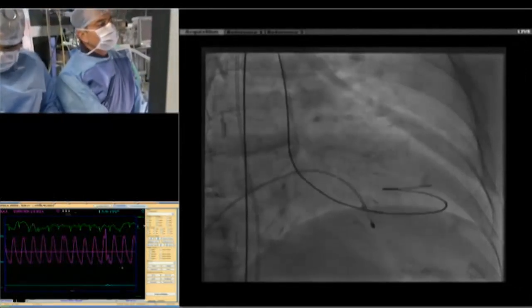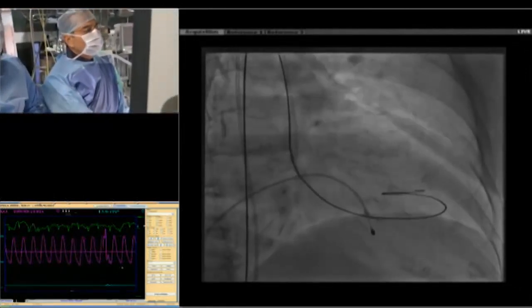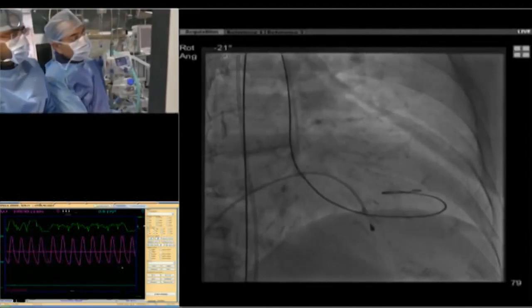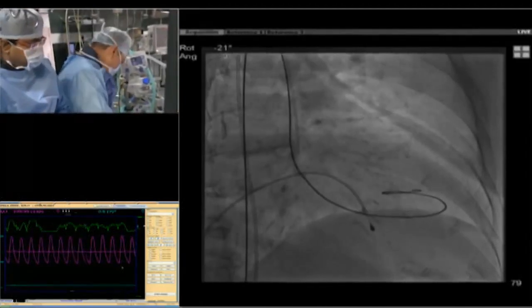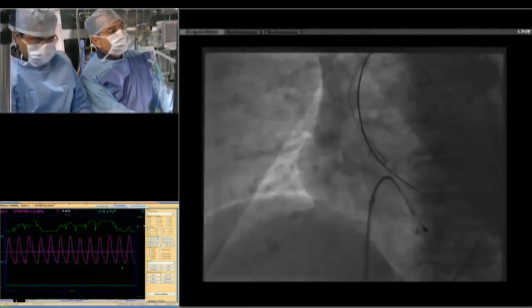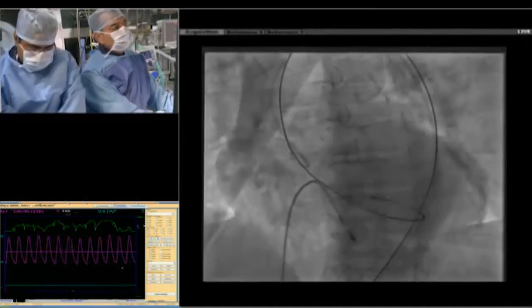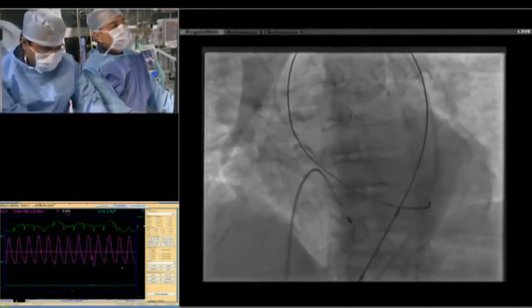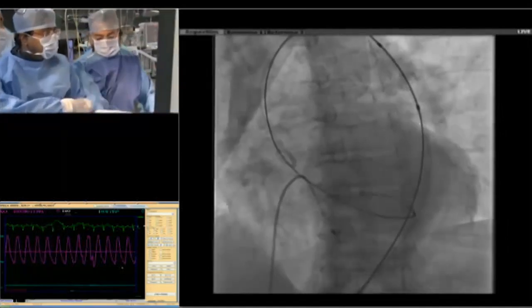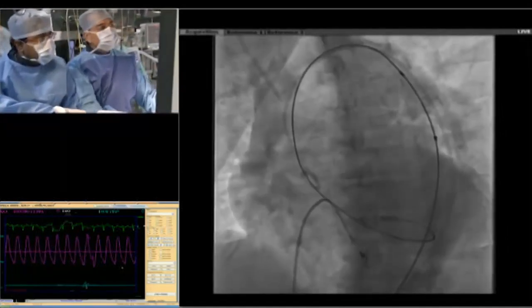Okay, come to LAO, please. LAO 30, the LAO 15, which was showing the coplanar view. Yeah, center, please. Center now. Okay. Just follow the valve. Hold the wire. Just look at the wire on the screen. See the wire top end. Okay.